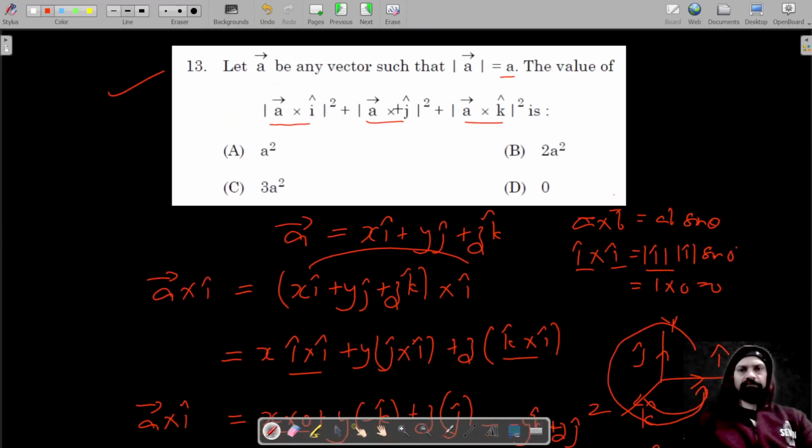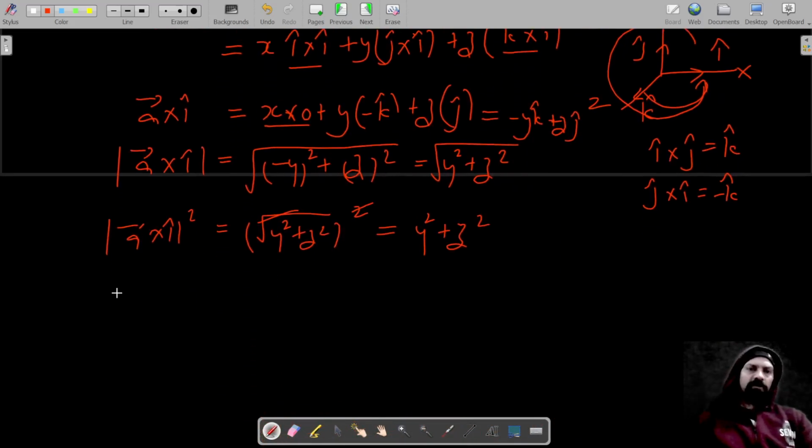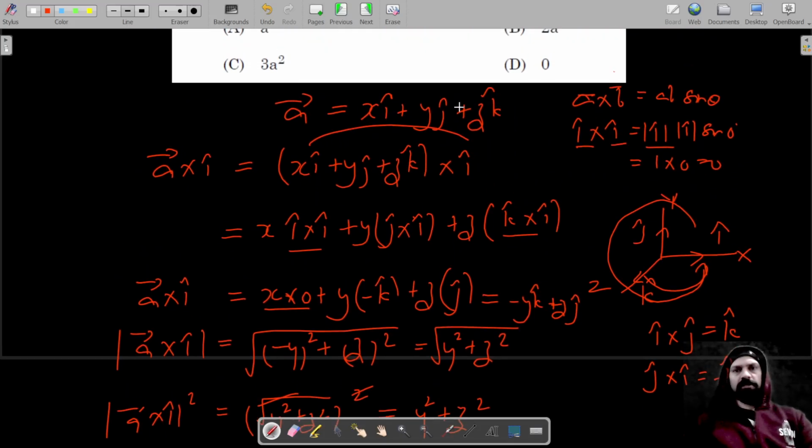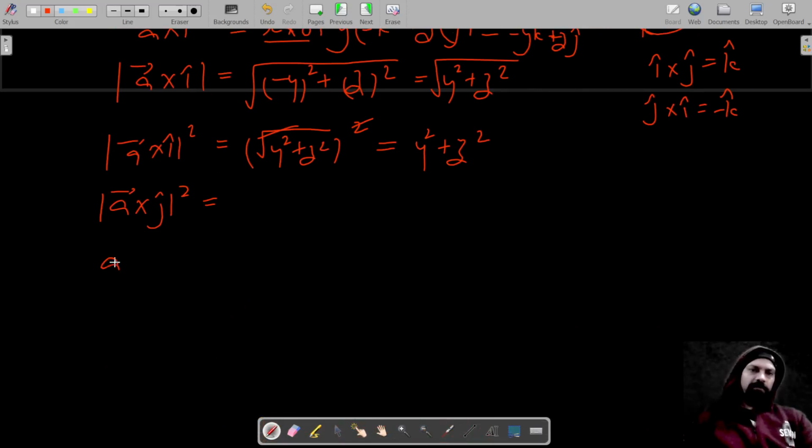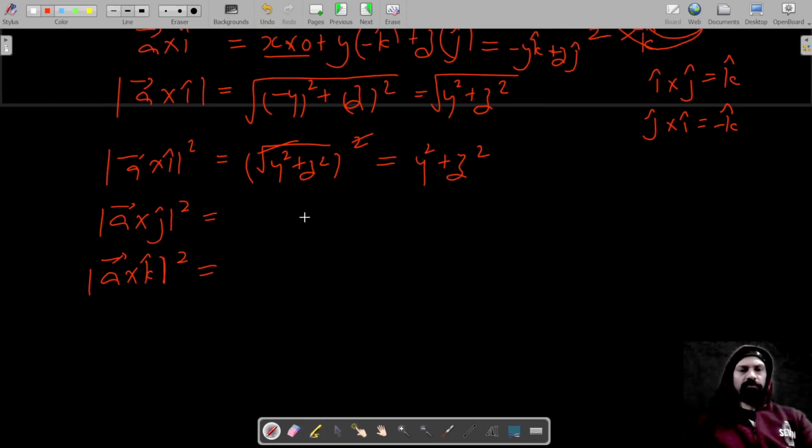Similarly, we can find out the square of the magnitude of the cross product of A vector with j cap and A with k cap. So the square of the magnitude of A cross I cap was equal to y square plus z square, and this second one is equal to x square plus z square.